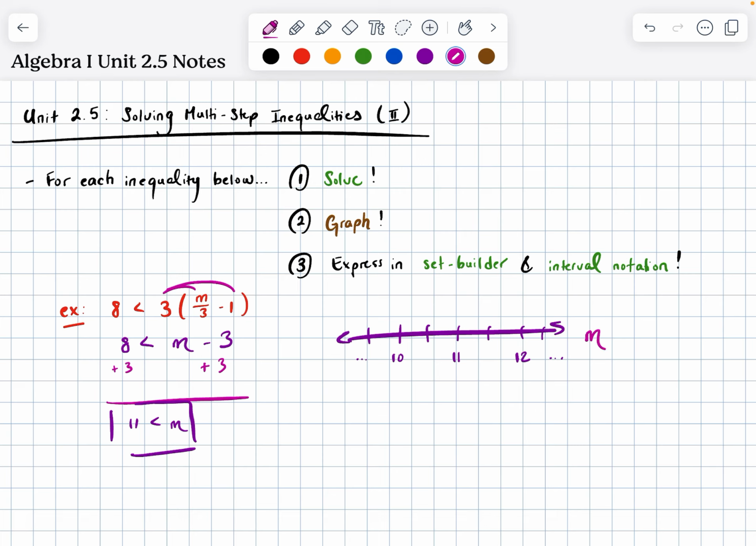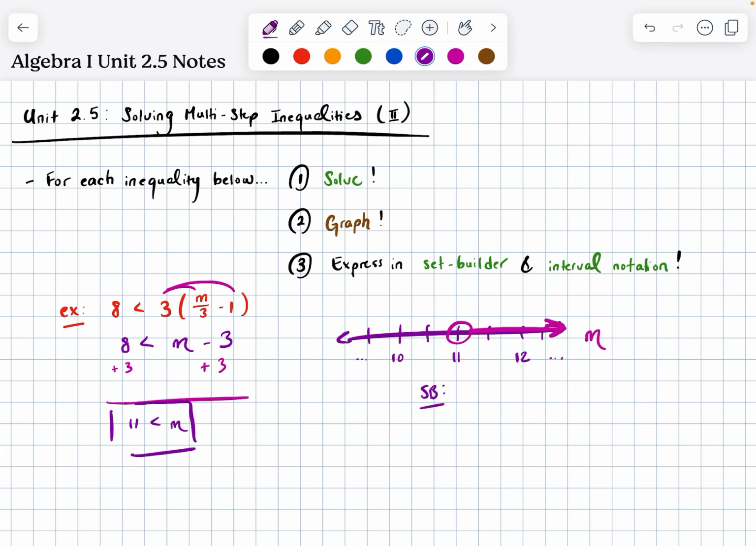And then here, 11 is not included in the solution set. It's a less than symbol. It gets an open circle. M here, notice, is on the bigger side of the inequality. So m needs to be bigger than 11. I'm going to the right.